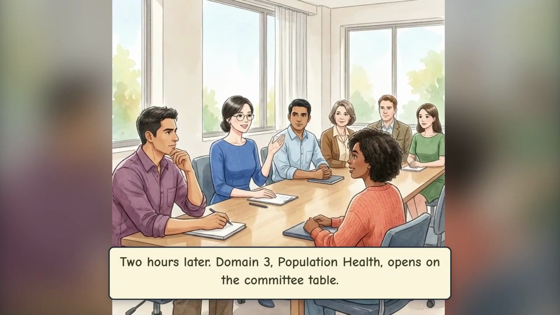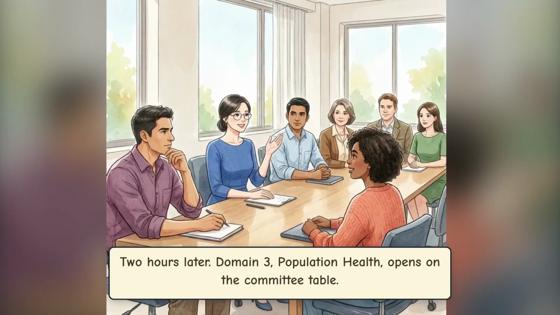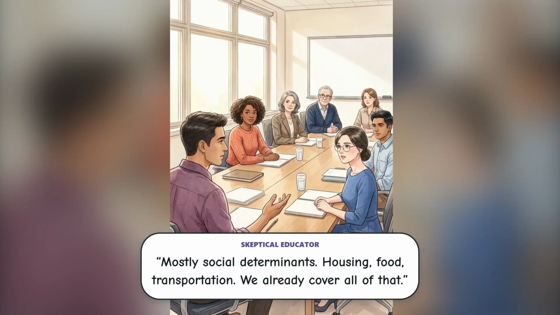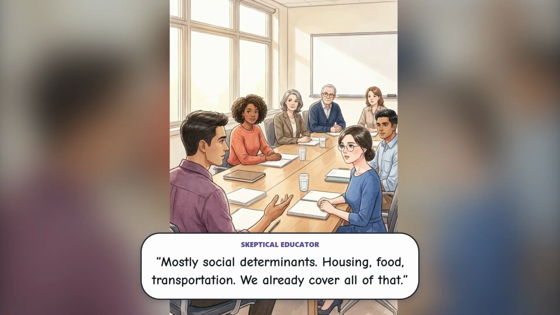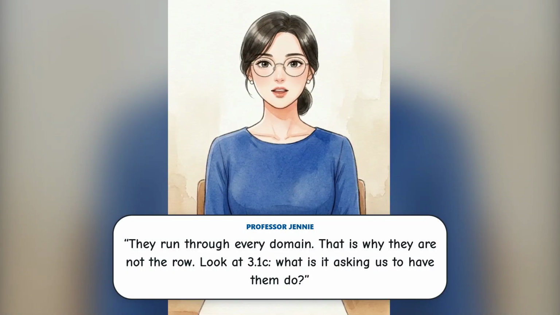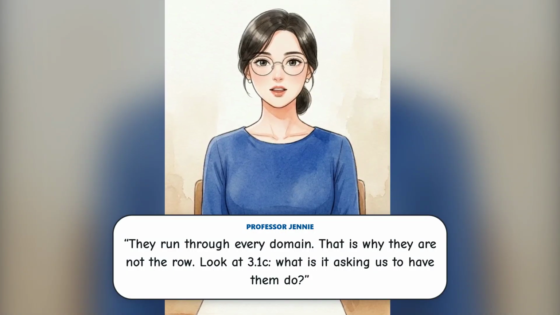Two hours later, Domain 3, Population Health, opens on the committee table. Mostly social determinants. Housing, food, transportation, we already cover all of that. They run through every domain. That is why they are not the row.